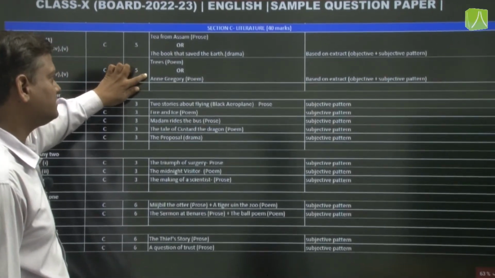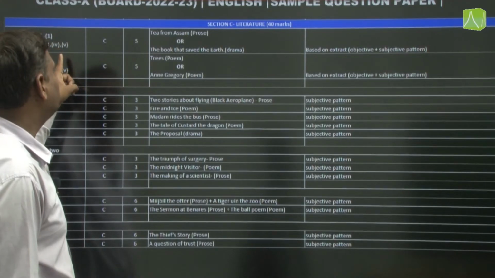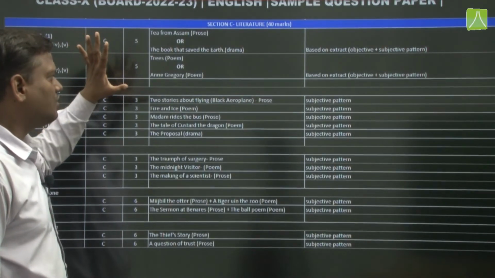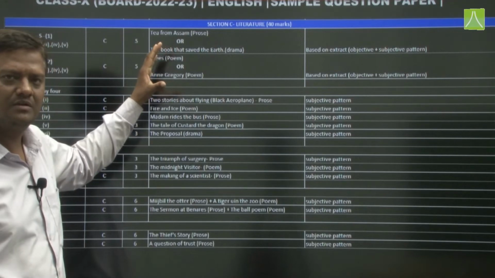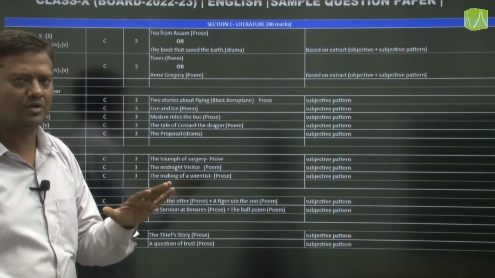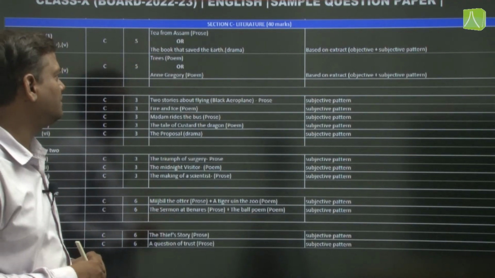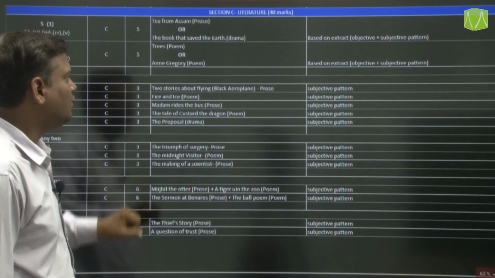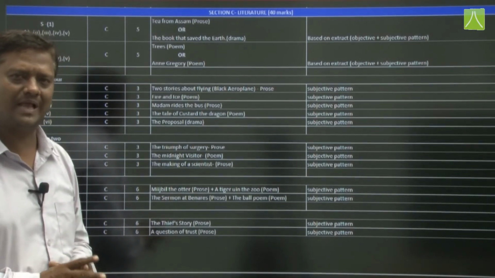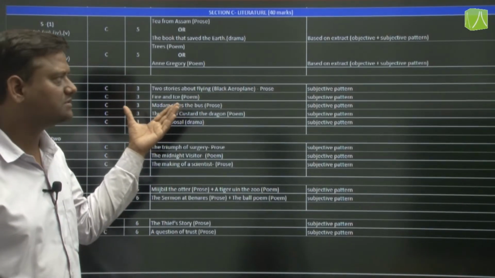Then we come to literature, weightage 40 marks. Here the first question will be from our book First Flight. An extract will be given, and based on that extract 5 questions will be asked, of 1 mark each, total 5 marks. There will be 2 such questions, out of which we are to attempt any one. Then the next question is again an extract from a poem. 2 extracts from 2 poems will be given, and we are to attempt any one. Each extract will have 5 very short answer questions of 5 marks in total.